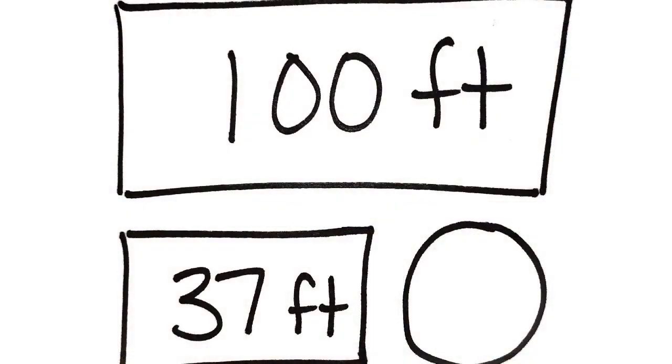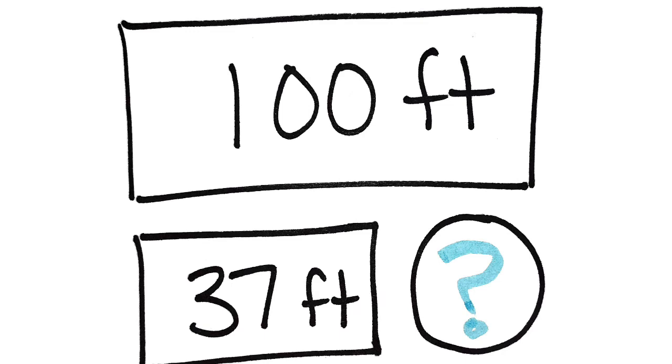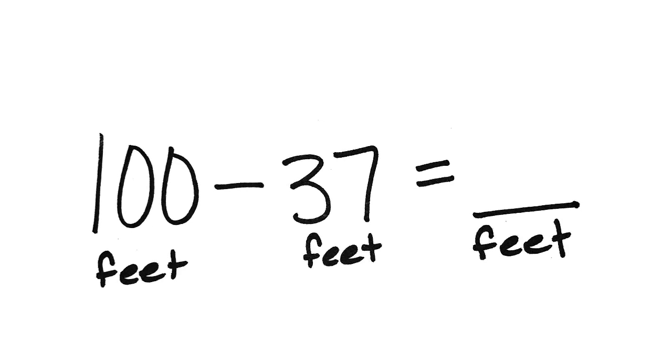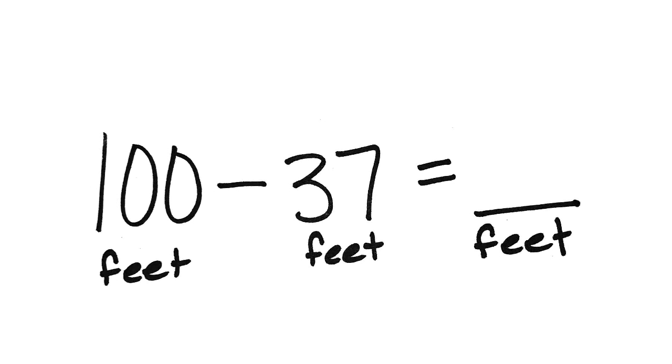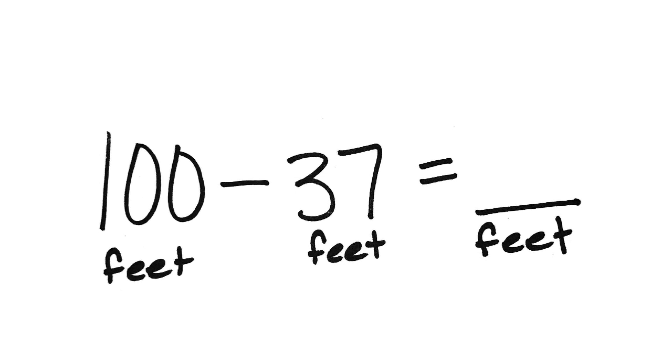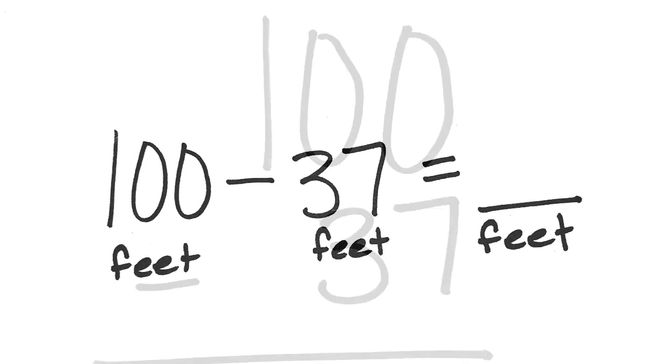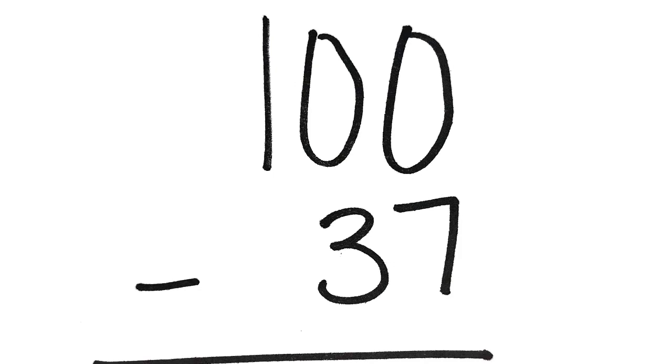So we can see that 100 is the larger part, 37 is the smaller part, so it goes in the smaller section of the compare. And our unknown right now is how many feet we can stretch without hitting the ground. Now that we're done with our math drawing, that helps us see what information we need to find and create an equation. So 100 feet minus 37 feet equals blank feet. Now that we've done our drawing and equation parts of DEAL, we're ready to move on to the answer.